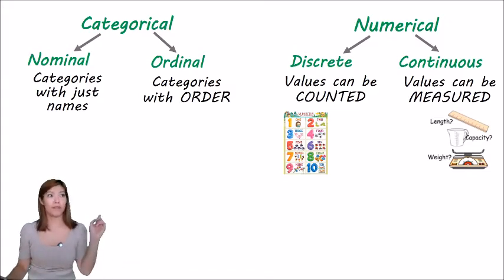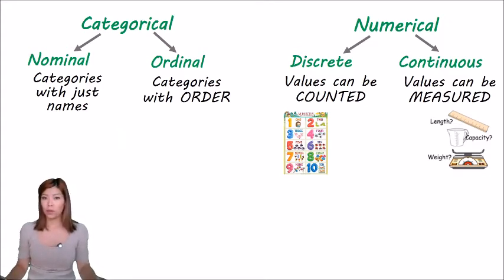Looking from left to right, I have made them so that it's from, to me, most disorganized, like just random words, to you can put them in order, to you can count them, but they're mostly whole numbers, to you can be very specific and measure to many decimal points if you wanted to. So let's look at what they can do.